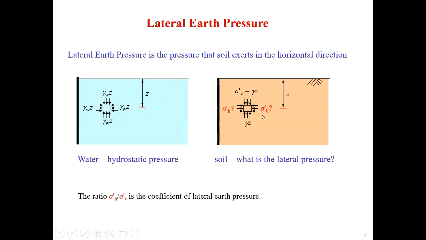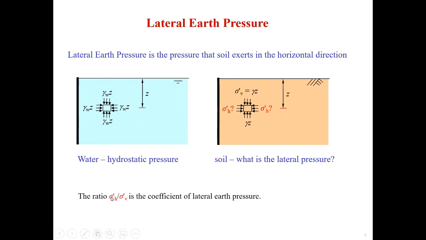And the soil is not hydrostatic. So the horizontal stress at rest conditions is normally less than the vertical stress. Although there is isotropic soil, the majority of soil is actually in an anisotropic state. We only know the vertical stress of the soil, gamma z, but we don't know the value of the lateral pressure. But we could find the relationship between the lateral earth pressure and vertical earth pressure or stress.